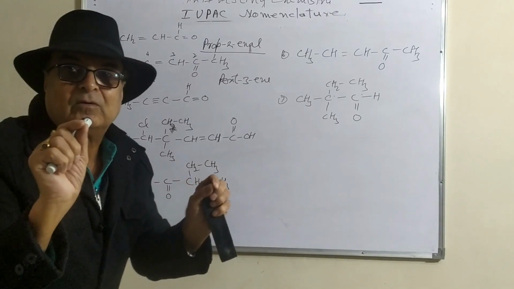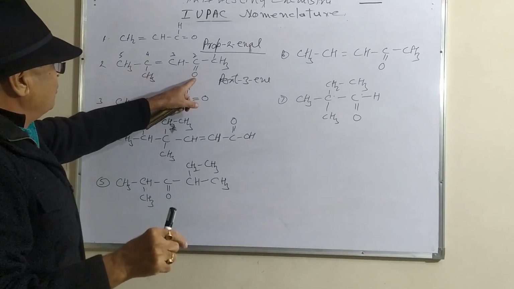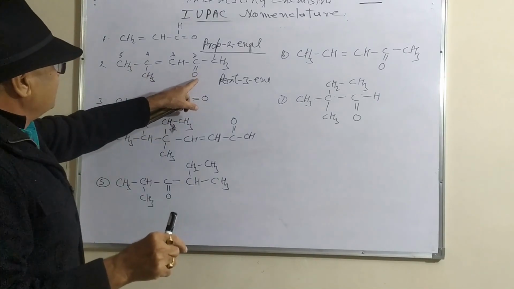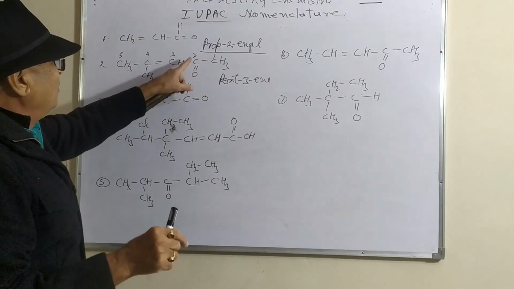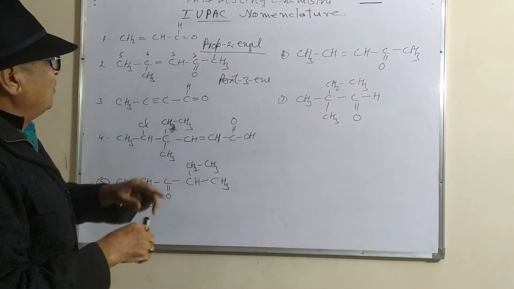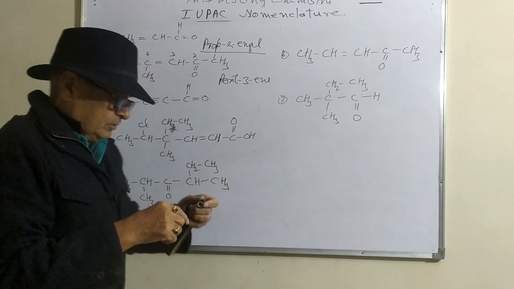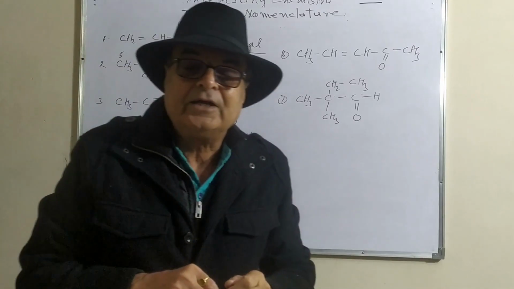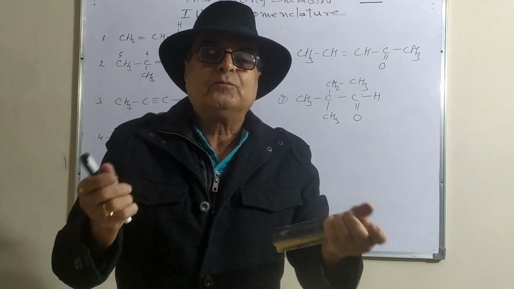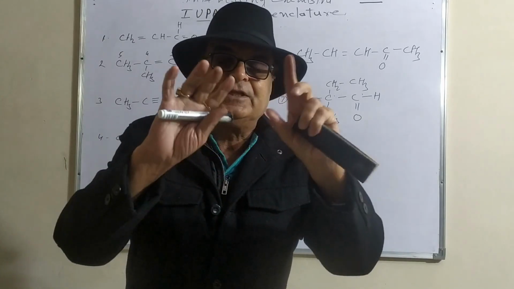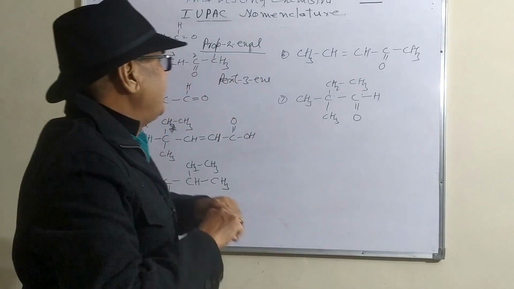Only the parent compound. Now, here this carbonyl group is located on carbon 2. So it is a ketone. I told you in my previous video that when the carbonyl group is found in the middle of the chain, it is a ketone.